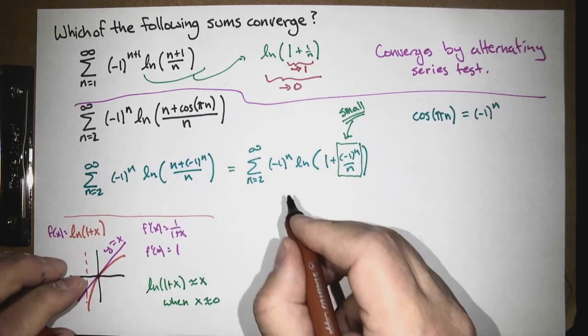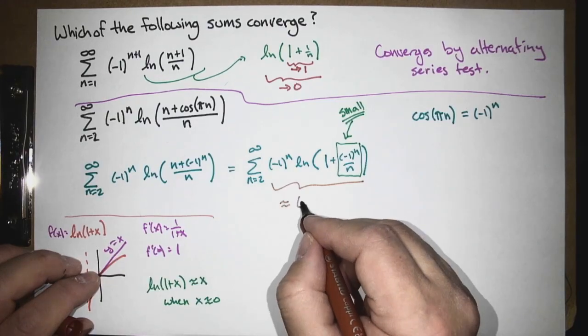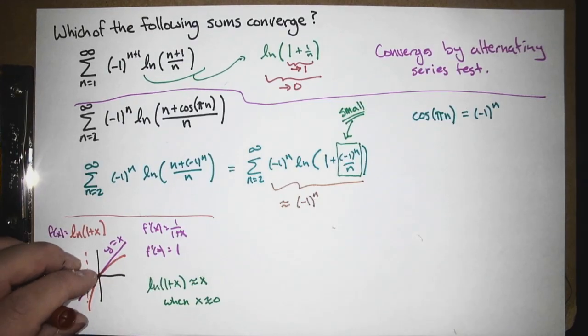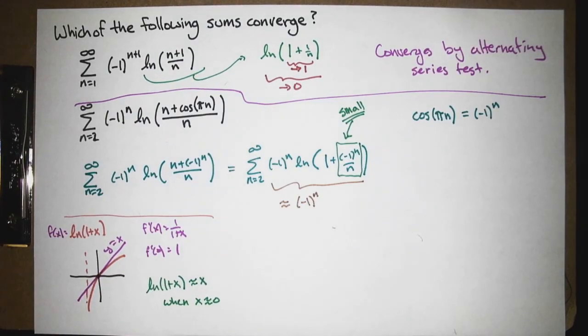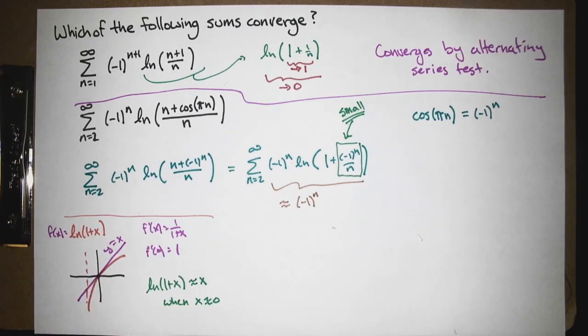So what does that do? Well, it says that this is approximately equal, and when I say approximately, it gets better as n gets bigger. Because as n gets bigger, this gets closer to x, you get a better approximation from the tangent line. And we care about what happens eventually, because it's in the tail. The tail gives us convergence.